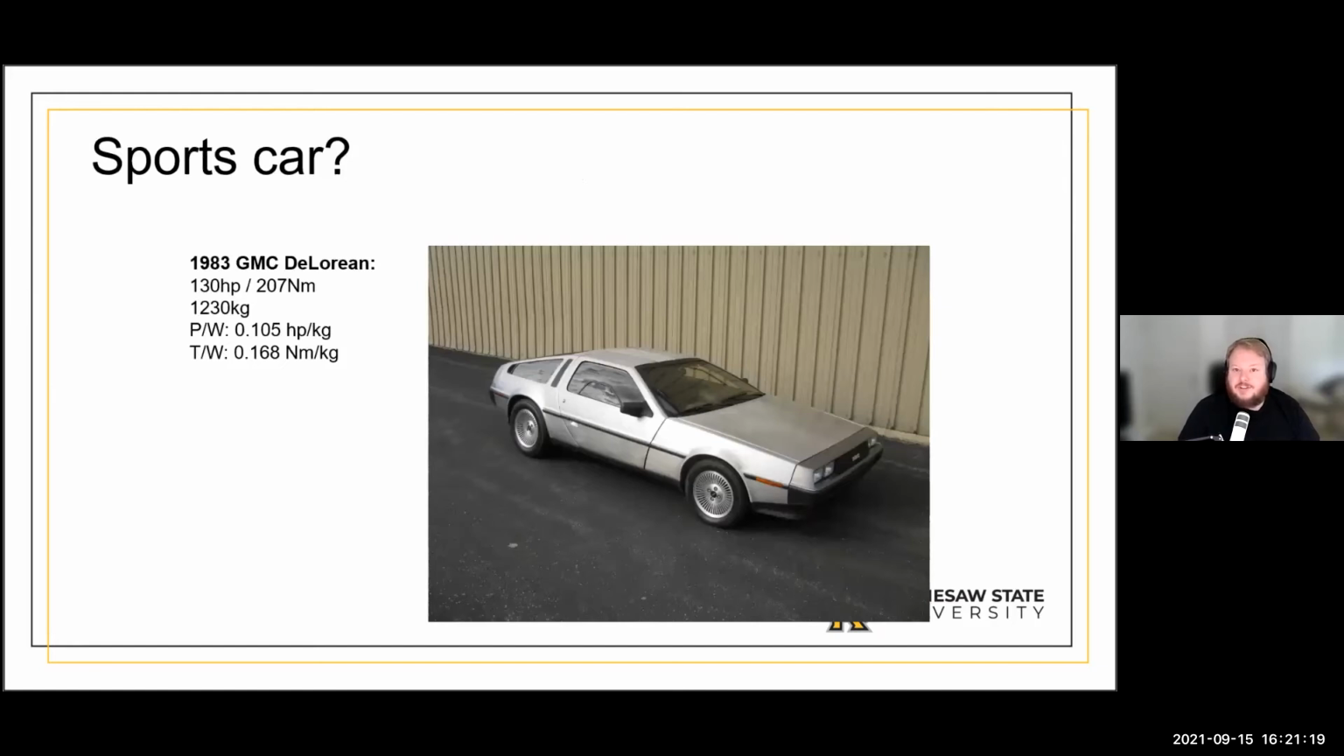I would like to see in chat how many people are familiar with the DeLorean. I always want to know how this lands because it's starting to become an outdated reference, because I don't know if people have seen Back to the Future anymore. But it looks like a sports car, right? The thing with the DeLorean is it wasn't very powerful. It only had 130 horsepower and a fairly low amount of torque, right? And you look at the power to weight ratio, it's 0.105. The power to torque to weight ratio is 0.168. Sorry. So this is a 1983 DeLorean.